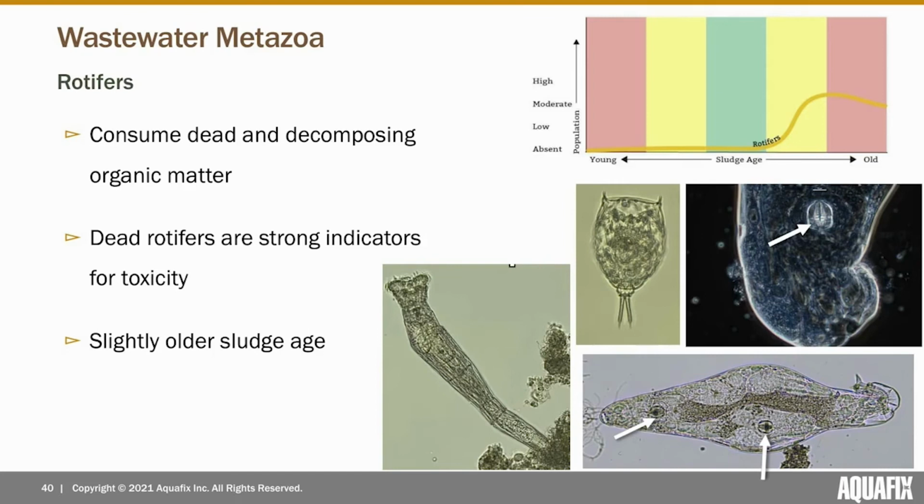Now, if rotifers are live, they're going to be indicative of a slightly older sludge age, but if they're there and they're dead, they're going to be indicators of toxicity because they're going to be the first to be affected.